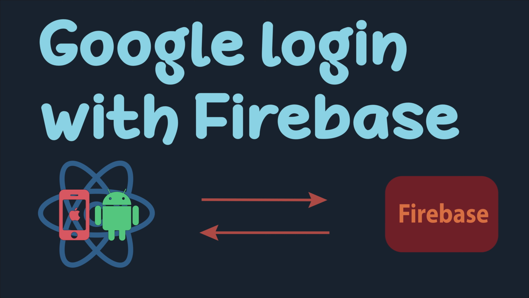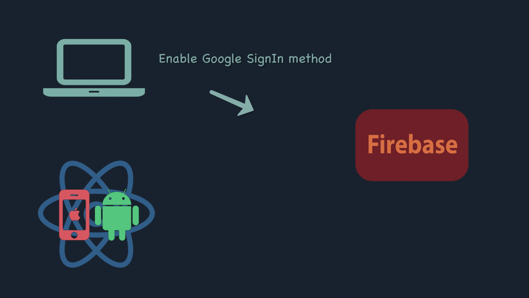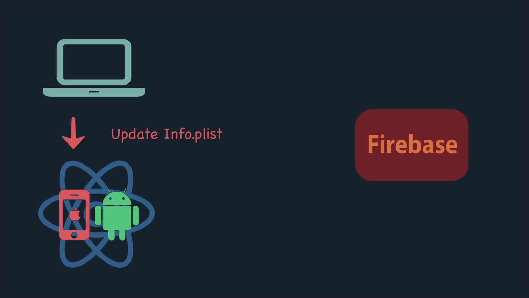Hi everybody. In this video, I will talk about Google login with Firebase in React Native. So first of all, you see that from your computer, you enable the Google Sign-In method, and I update the info.plist for iOS, update the AppDelegate openURL function, and update the router for Android in Xcode, and update some classes in MainApplication.java.